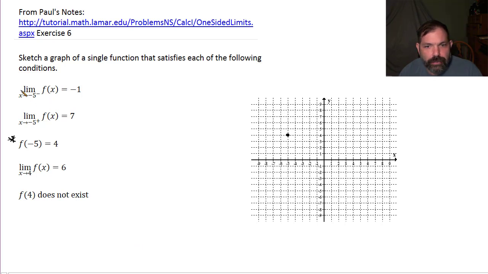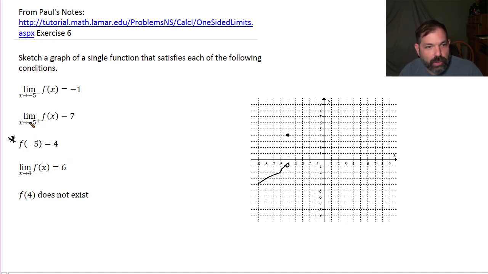Now let's go back to the first part here. The limit as x approaches -5 from the left of the function is -1. So I'm approaching -5 from the left, and my output is getting close to -1. Let's put an open point at -5, -1. My curve has to actually approach that value, so let me draw a curve that does something like that. There's a curve that approaches that value.